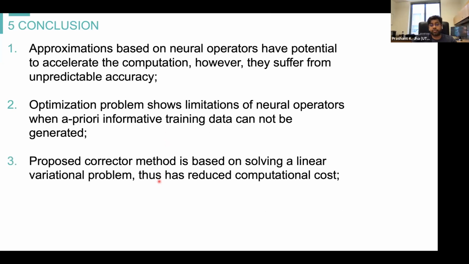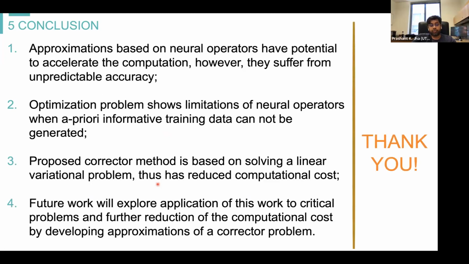The proposed corrector method is based on solving a linear variational problem, thus has a reduced computational cost. Future work will explore the application of this work to critical problems and further reduction of the computational cost by developing an approximation of the corrector problem itself.